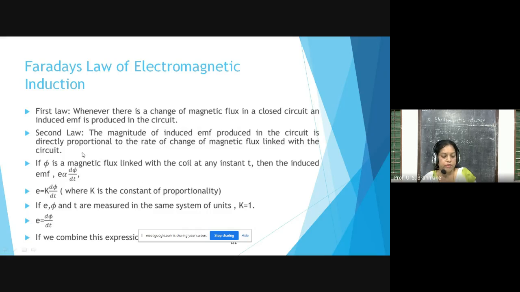Now see here, we'll just derive in short. If phi is the magnetic flux, remember, phi is the magnetic flux linked with the coil at instant t, then the induced EMF E is proportional to d phi by dt. Induced EMF is proportional to the rate of change of flux, isn't it?